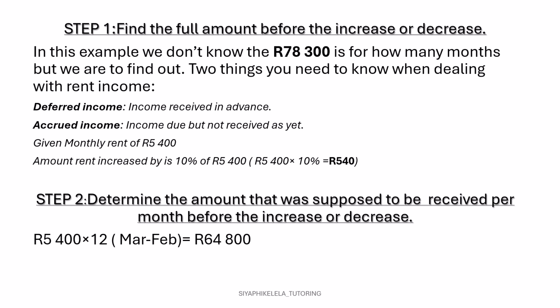Step number 2, you must determine the amount that was supposed to be received per month or per year before the increase or the decrease. The money that was supposed to be received per month before the increase was 5,400. If you multiply this amount by 12, you will get 64,800. This 64,800 is for the full 12-month period from 1 March, the beginning of the financial year, until the last day of the financial year, which is 28 February 2025.